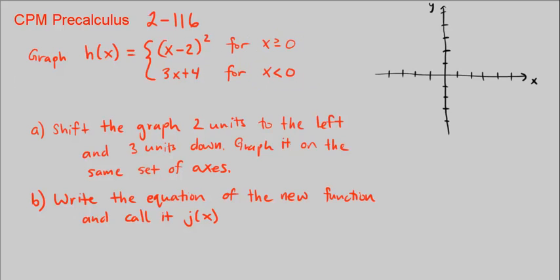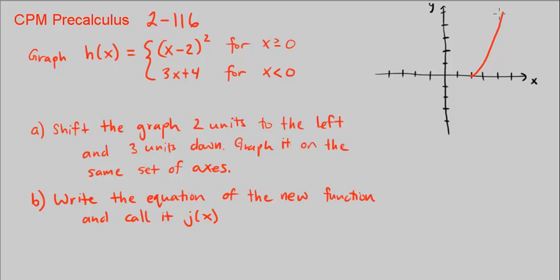So let's go ahead and graph h of x. The first piece, again, for x greater than or equal to 0, is x squared as the parent function, and it's shifted to the right 2 units because of the parentheses. We know the parent function is x squared, just a parabola like this. But it's going to be shifted to the right 2 units. So we shift it to the right 2 units, and it's going to be like this.